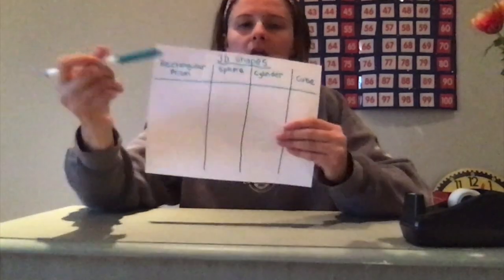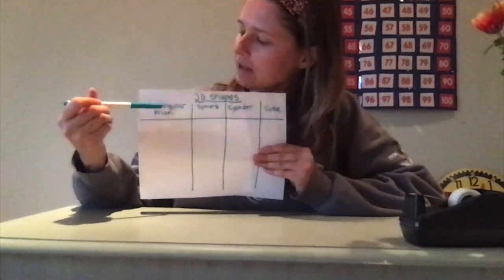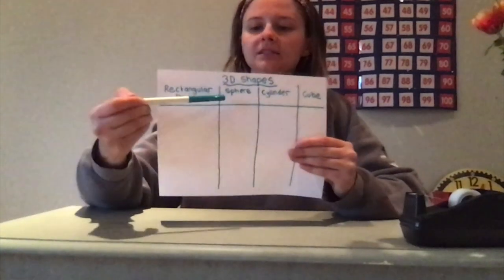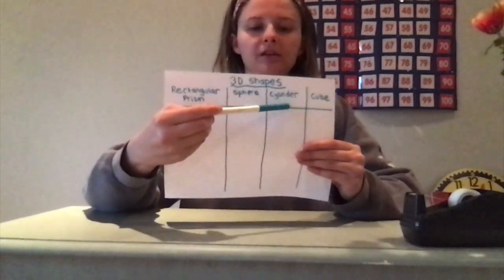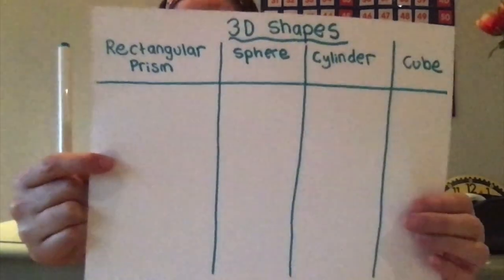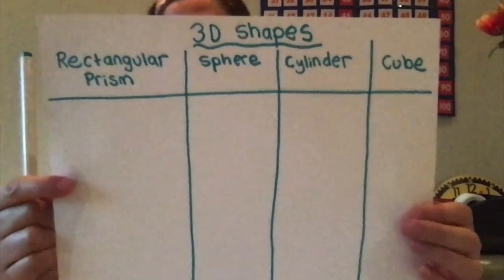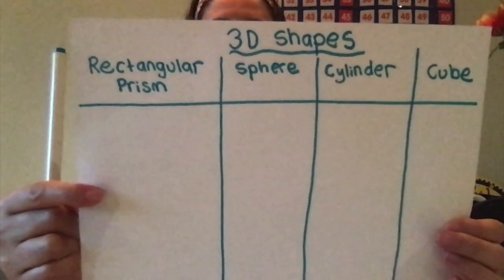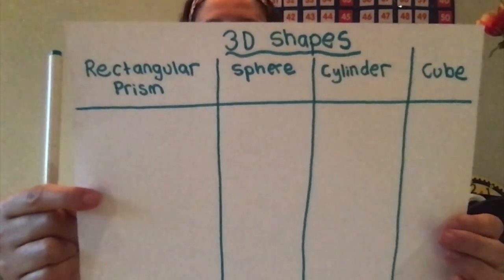All right, welcome back. So today we're going to talk about 4 3D shapes. There are rectangular prism, sphere, cylinder, and cube. So you can pause the video and just copy down the chart just like I have written it. And then press play when you're ready.